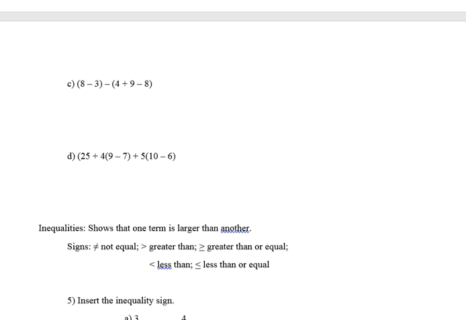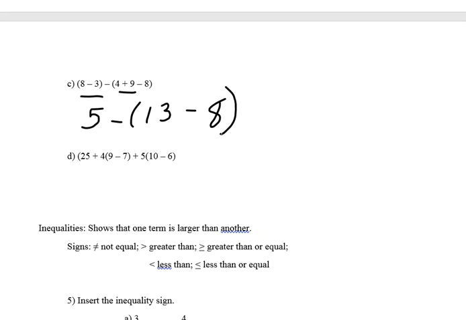C. So as I look at C, I can see I finally do have that very first thing that it asked me to do with the grouping symbols. So I'm going to do 8 minus 3 first. So 8 minus 3 is 5. Now within the second group of grouping symbols, I have math to do. There are 2 operations and 3 numbers. So within that grouping symbol, I have 4 plus 9. 4 plus 9 from left to right, so I get 13.